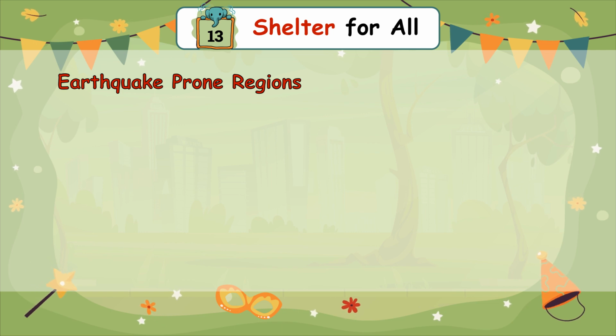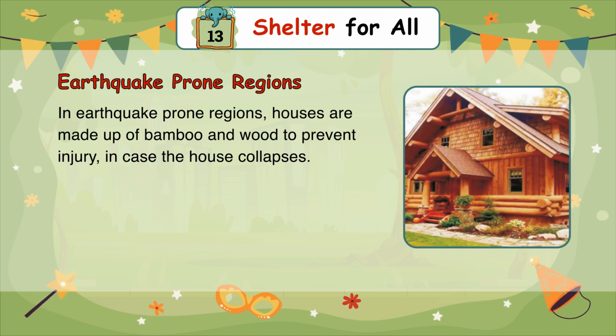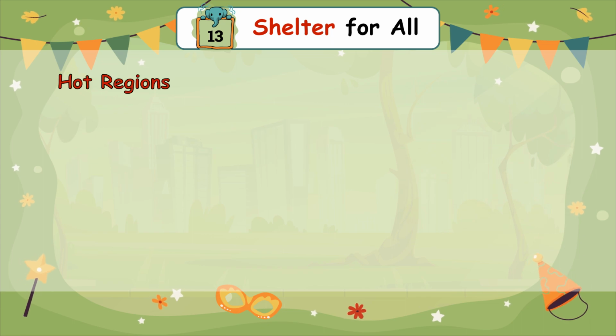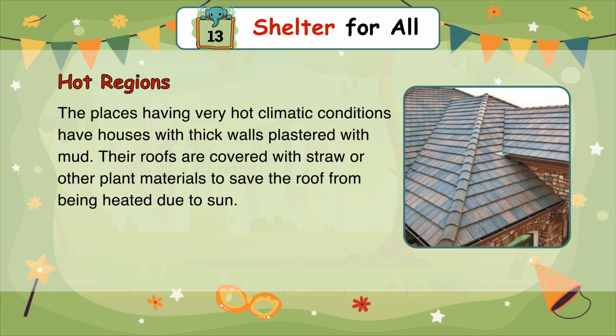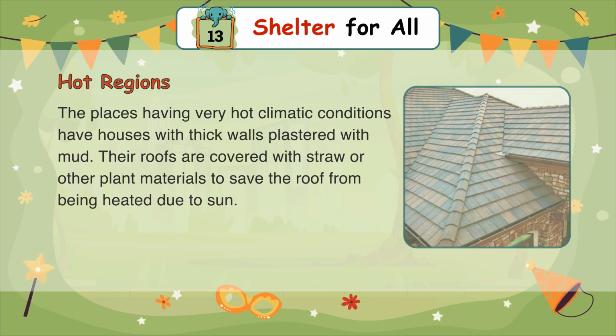Earthquake-prone regions. In earthquake-prone regions, houses are made of bamboo and wood to prevent injury in case the house collapses. Hot regions. The places having very hot climatic conditions have houses with thick walls plastered with mud. Their roofs are covered with straw or other plant materials to save the roof from being heated by the sun.